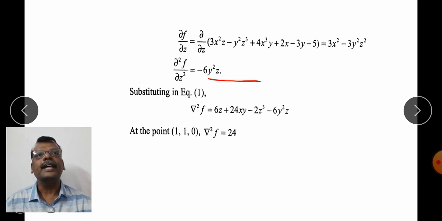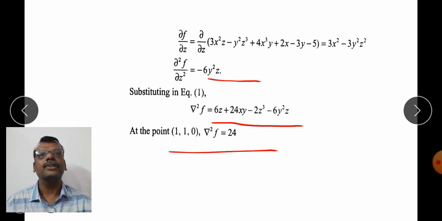Now substituting in the above equation 1, therefore del square f is equal to 6z plus 24xy minus 2z cubed minus 6y square z, and substituting the values x is equal to 1, y is equal to 1, z is equal to 0, finally we get del square f is equal to 24. And again we move to the next problem.